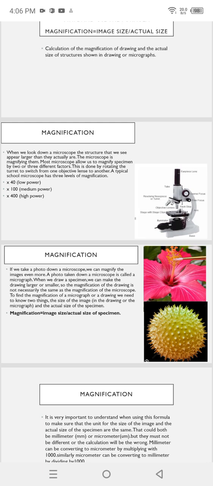As you can see in the images, you can see the pollen grains of Hibiscus rosa-sinensis, the shoe flower, and in the second diagram you can see the big image of one pollen grain. Now, when you can see the image of the pollen grain in the microscope, first you can take a photo. This photo is called the micrograph.